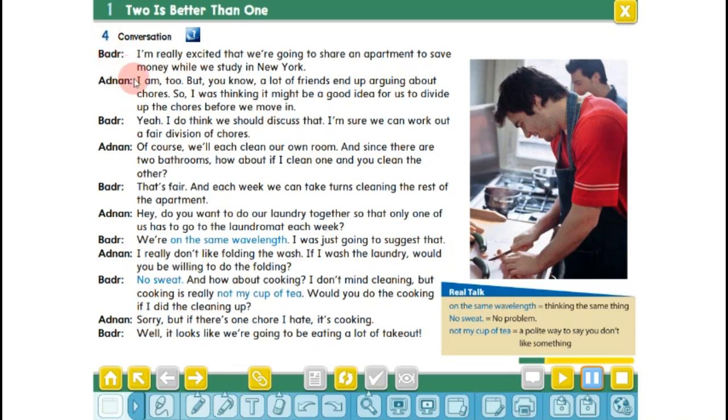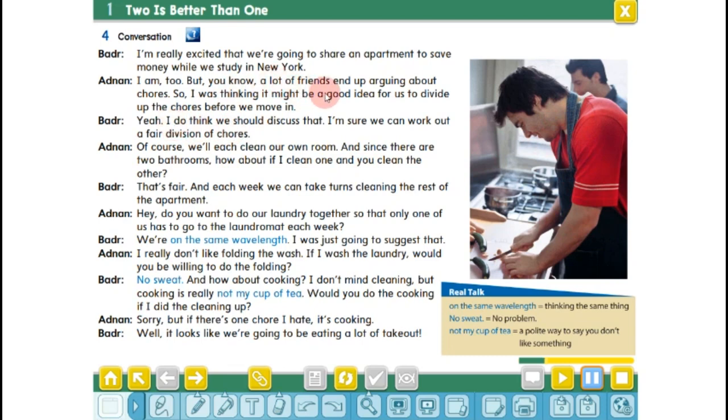Here, Badr and Adnan are talking about sharing an apartment to save money. They share the apartment to save money while they study in New York. Here, Adnan says, I am too, but you know, a lot of friends end up arguing about chores. Chores means الأعمال أو الأمور المنزلية, like the picture we see.